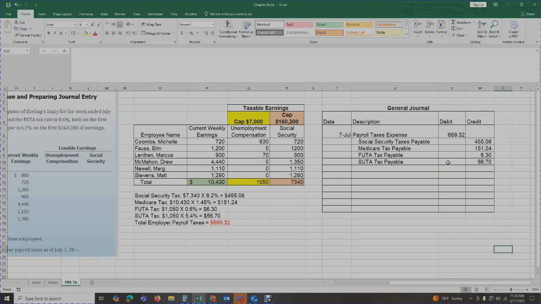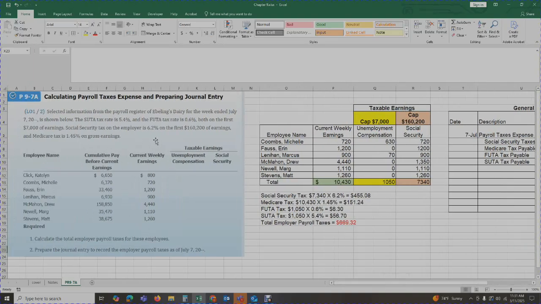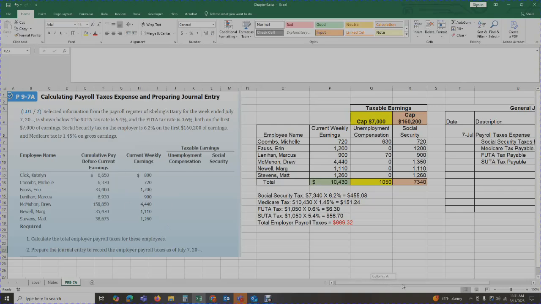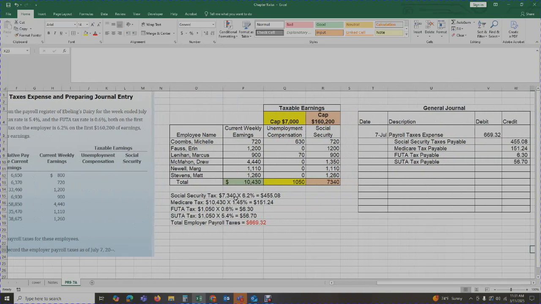So what did we do here? We recognized that we have a payroll tax expense. The business has an expense to pay payroll taxes because they have employees, and employees cost money. On top of paying wages, we are also responsible for paying payroll taxes. How much payroll taxes do I have to pay for this week's earnings? For this week's earnings, we calculated the taxes for a total tax amount of $669.32.